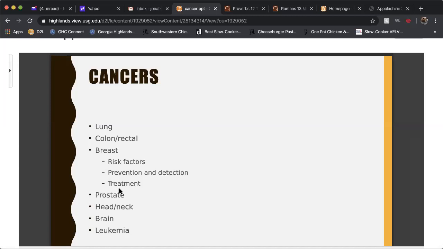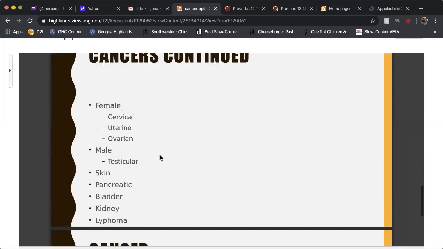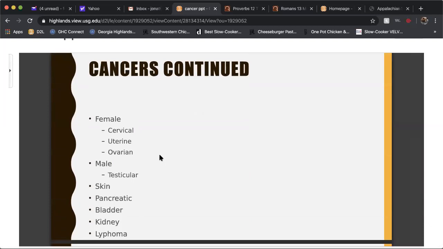So we've talked about a lot of cancers, but this isn't all the cancers, and we're not going to talk about every cancer today. We're talking about some of the more prevalent cancers, and so we'll talk about a few more. There are some cancers that are linked to females that males don't have to worry about. This would be cancer of the cervix, uterus, or ovaries.